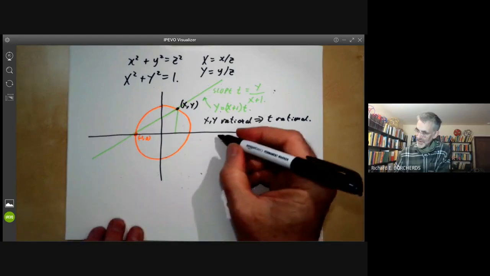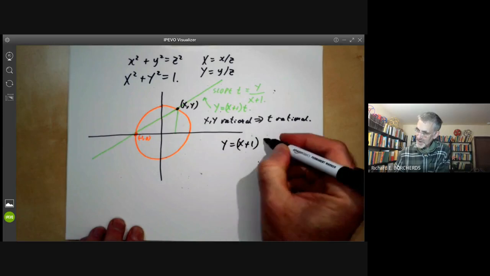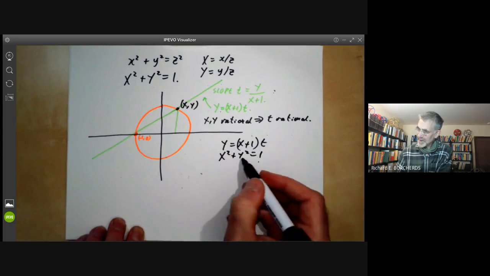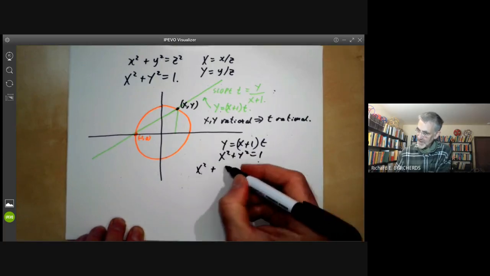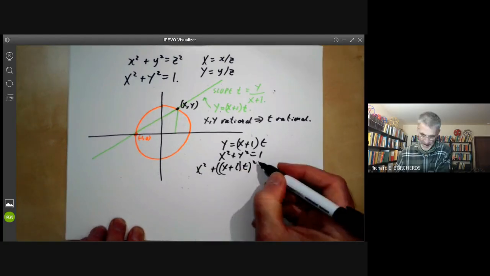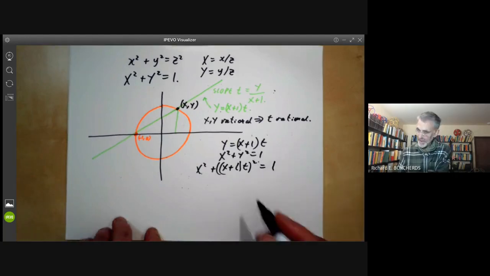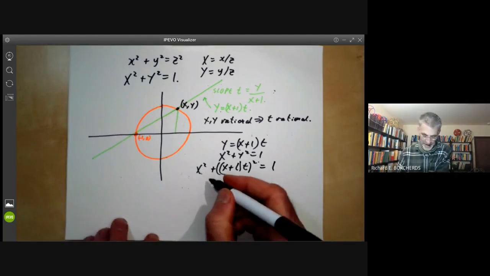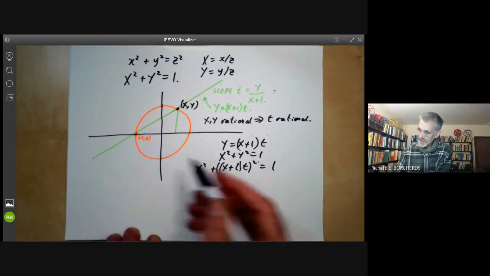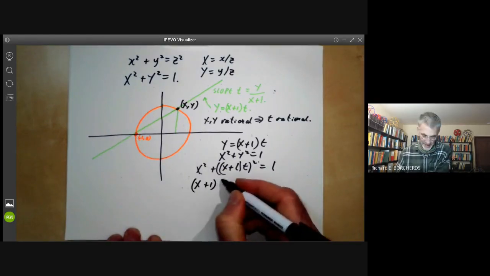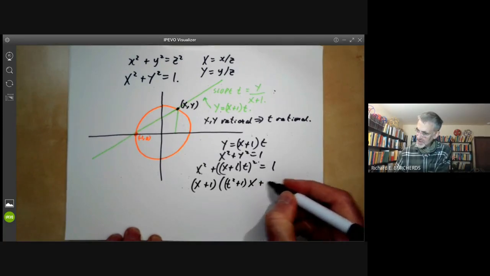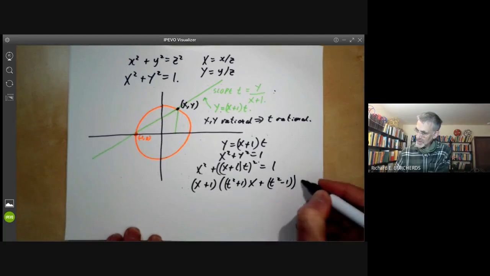So we have y equals x plus 1 times t, and we also know x squared plus y squared equals 1. And if we substitute y into here, we find x squared plus (x plus 1) t, all squared, is equal to 1. And now this is a quadratic equation in x. So it has two roots, and one of the roots is minus 1. So it must factorize as x plus 1 times something. And you can work out what the something else is. It's (t squared plus 1) x plus t squared minus 1 equals 0.